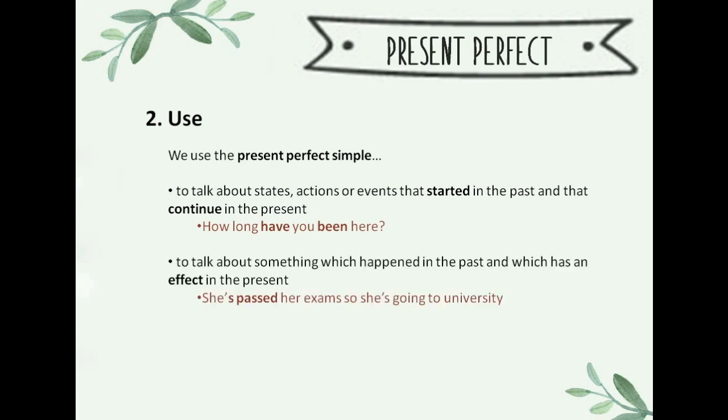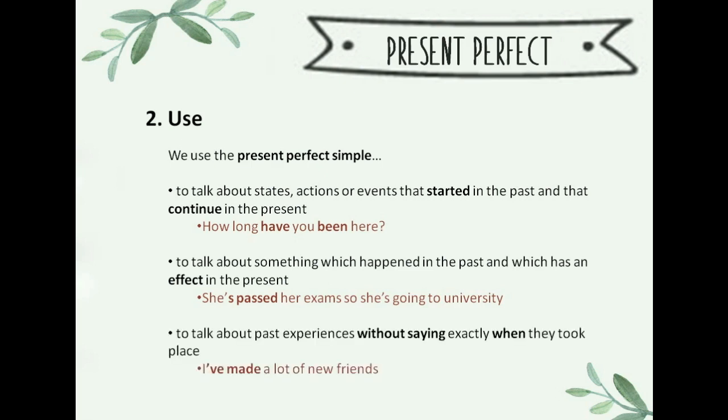Number two, to talk about something which happened in the past and which has an effect in the present. As you can see in the example, it says she's passed her exams, so she's going to university. In this sentence, you can see that there is an effect. She has passed her exams, and now you can see the consequence, the effect. That is that she's now going to university.